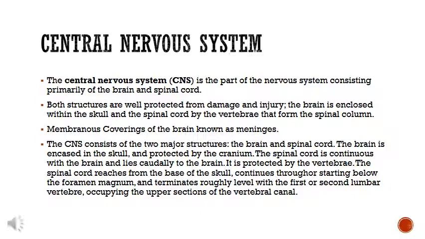There is a membranous covering known as the meninges around the whole brain. The structure and function of the meninges in the brain and spinal cord is going to be discussed next. So what do we have in the central nervous system? That is a part of the nervous system consisting primarily of the brain and the spinal cord. Both structures are well protected.